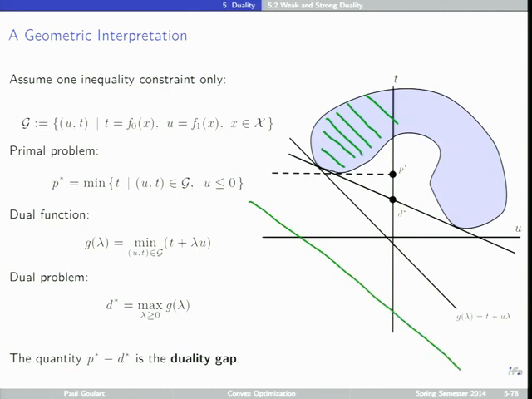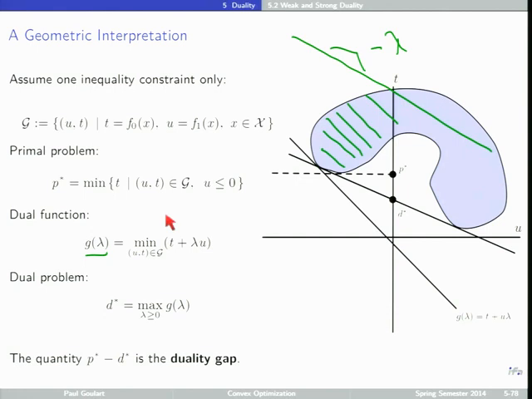Sorry, I should have started up. So I take some line up here with slope minus lambda, and I want it to touch at least one place on this blue blob. I want it to intersect with the blue blob in some place. And then I take as the value g of lambda the minimum crossing with this vertical line.